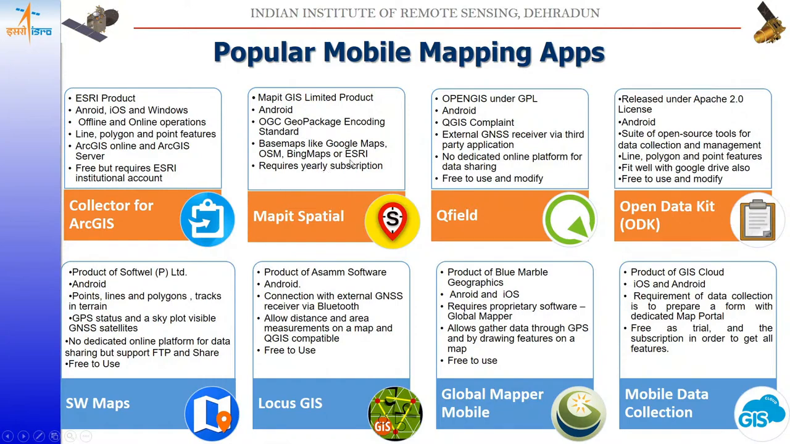This is QField from QGIS. If you are aware of the QGIS software, QField is QGIS compliant. It is free to use and modify. But one thing is that there is no dedicated online platform for data sharing here. It has good external GNSS receiver support. Third-party application: Open Data Kit. This is basically a complete suite. So we will be working on this Open Data Kit for the crowdsourcing app, for the demo of the crowdsourcing-based approach. It has been released under the Apache 2.0 license.